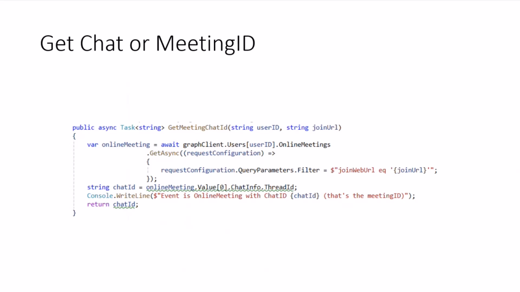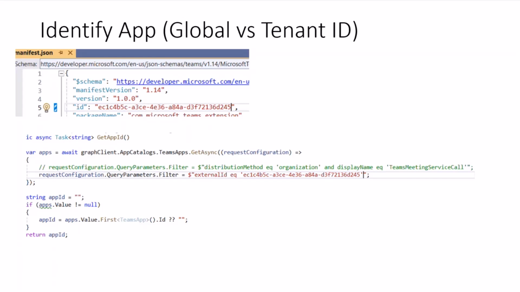Next thing I did in one step during the demo is I need to get the chat or meeting ID. Here I have the join web URL. And with that, coming from the events, now I'm querying the online meetings for the users. And with the join URL, in the result, I get the chat ID. And with that chat ID, I know where I want to install my app later on. But first, I have to identify it.